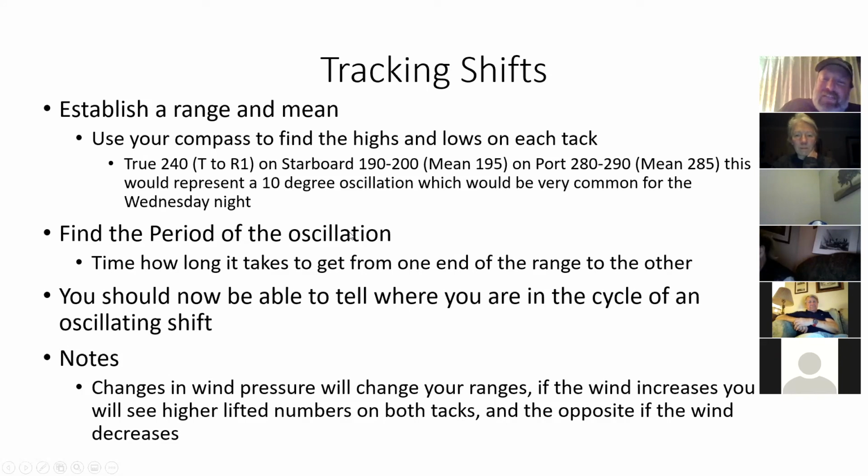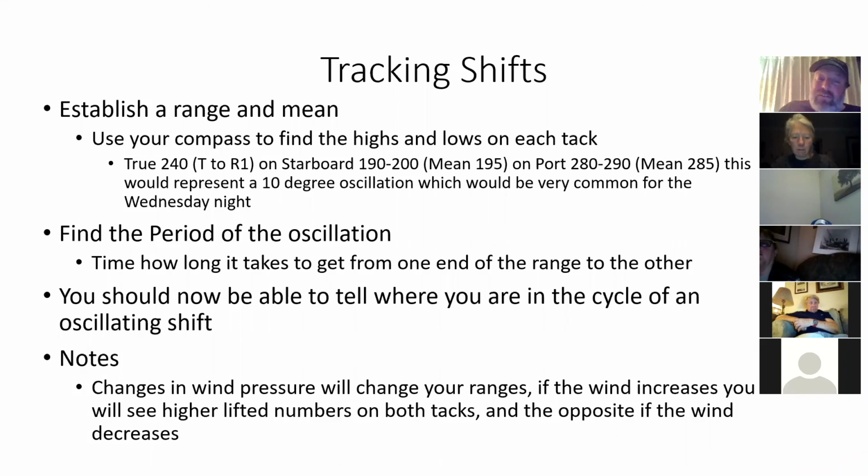So we're going to use a little example here, one of our typical race courses. We're going to start at T down at that rock pile, and go up to R1 up towards Manawan Creek. The true direction for that course is 240 degrees. So our head to wind number would be 240 degrees. Since that is a southwesterly kind of wind direction, on any given night I would expect about a 10 degree oscillation in the breeze from left to right through the cycle. That's just from experience, from knowing what the wind characteristics are for that kind of area, and what I would expect to see.